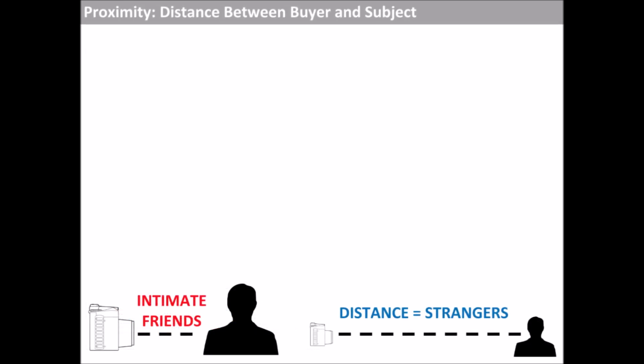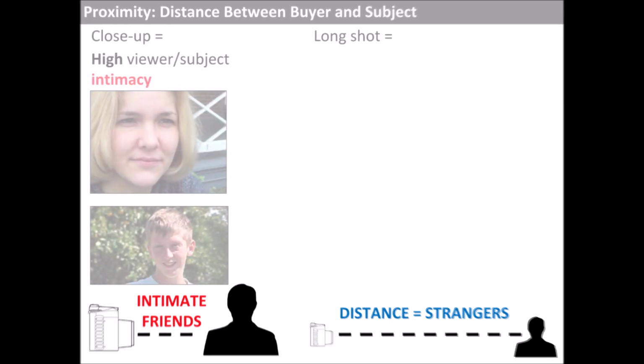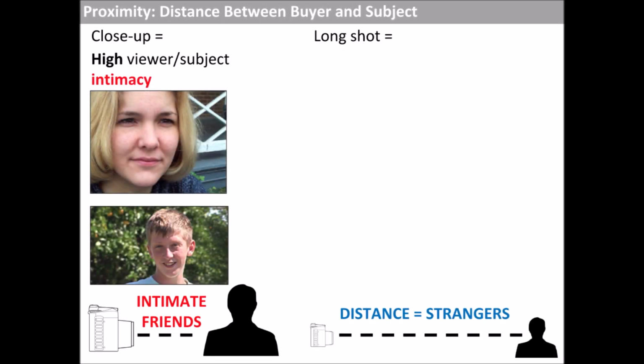The same rules that govern the way we perceive relationships and distance in the real world also apply to advertising. When you are very comfortable with another person, when you are closely acquainted, you feel at ease standing very near to that individual, as demonstrated in these pictures. A close-up photograph suggests high viewer-subject intimacy because we're accustomed to only being physically close to people that we know very well.